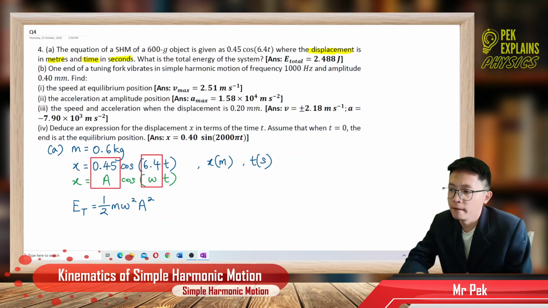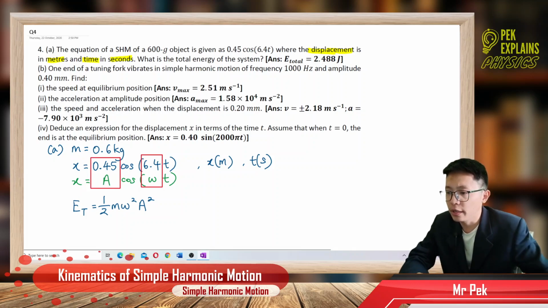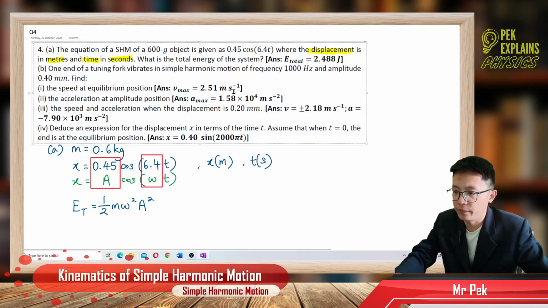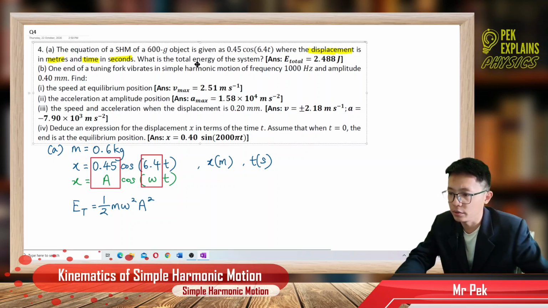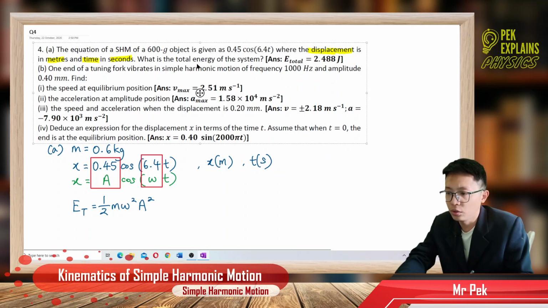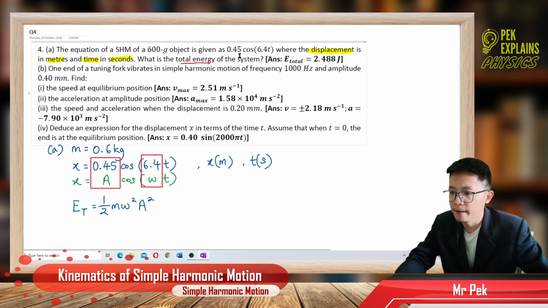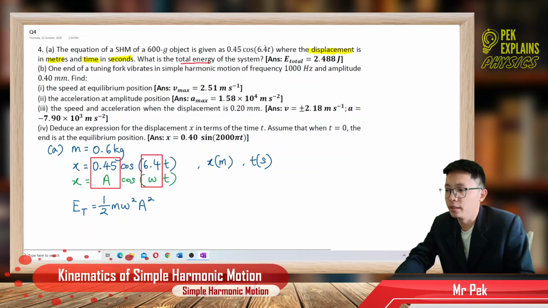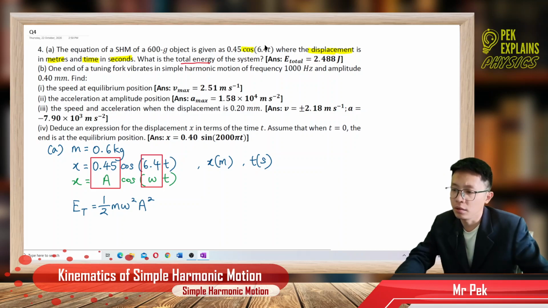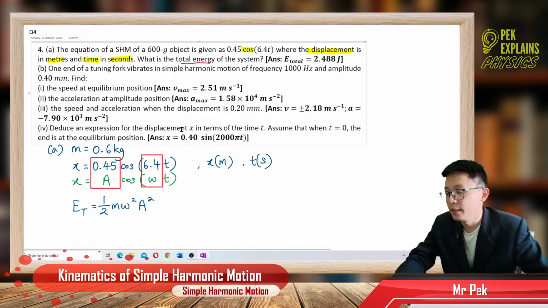What is the total energy of the system? Okay, what's the total energy? The question asks for the total energy. So you have an equation here, so pay attention. It is a cos equation, right? So he asked for the total energy. This equation is very important.